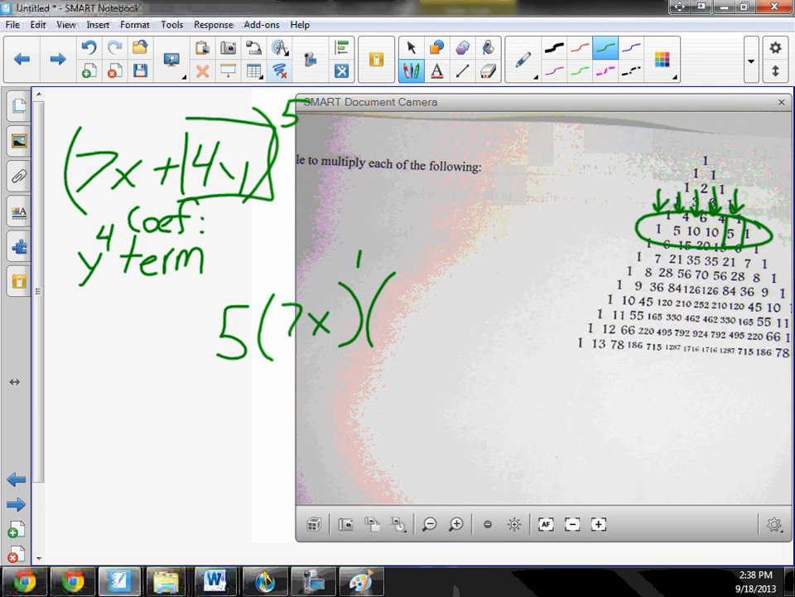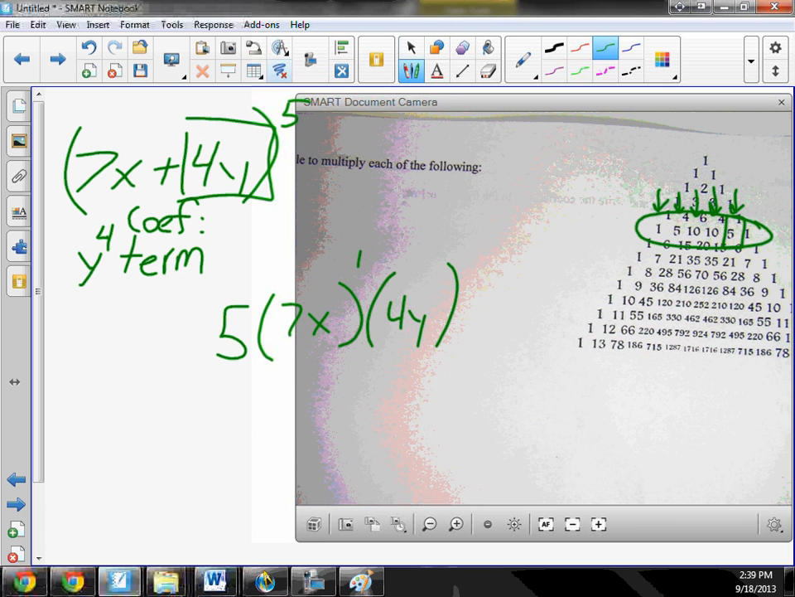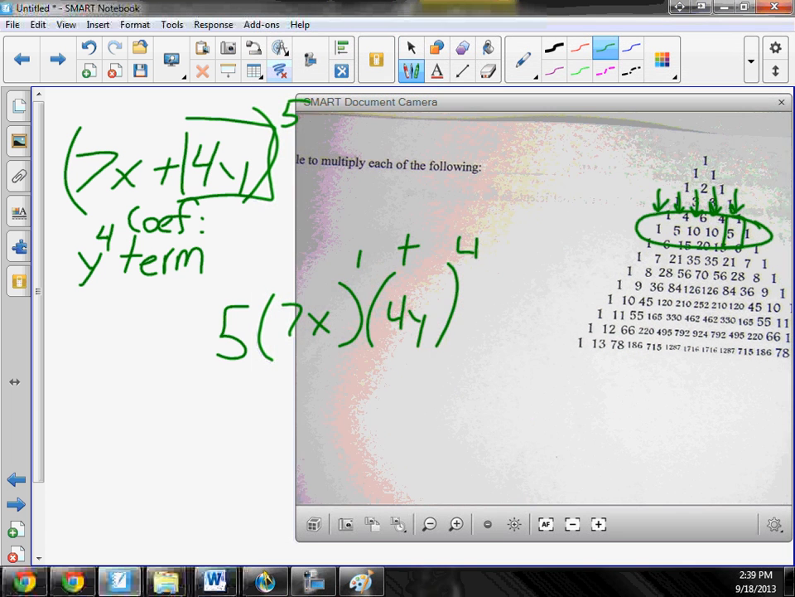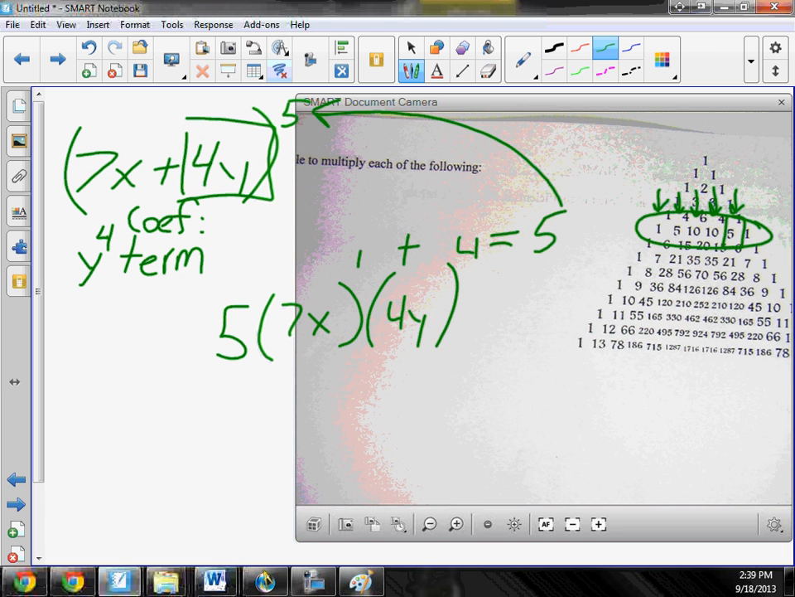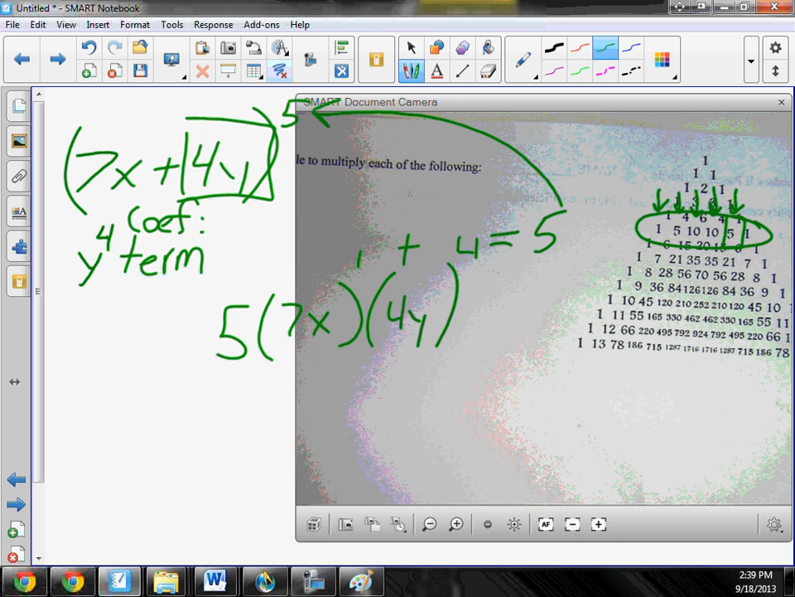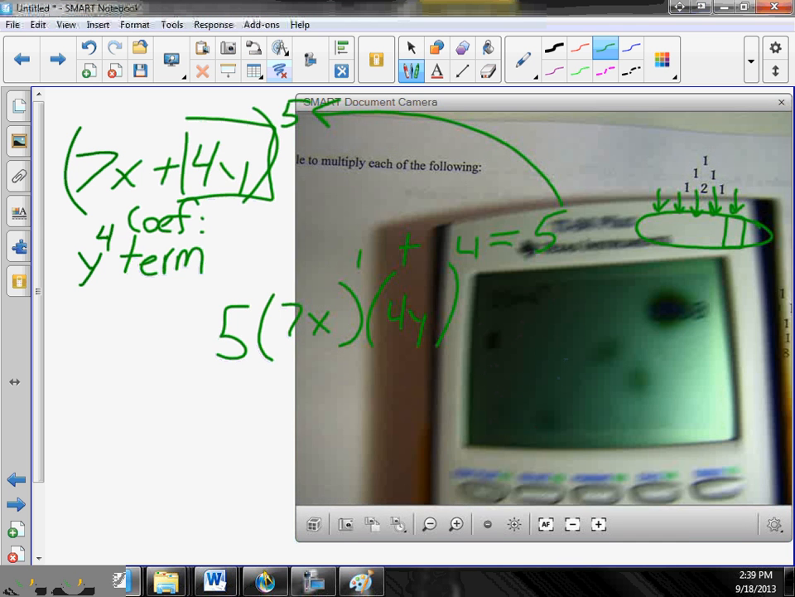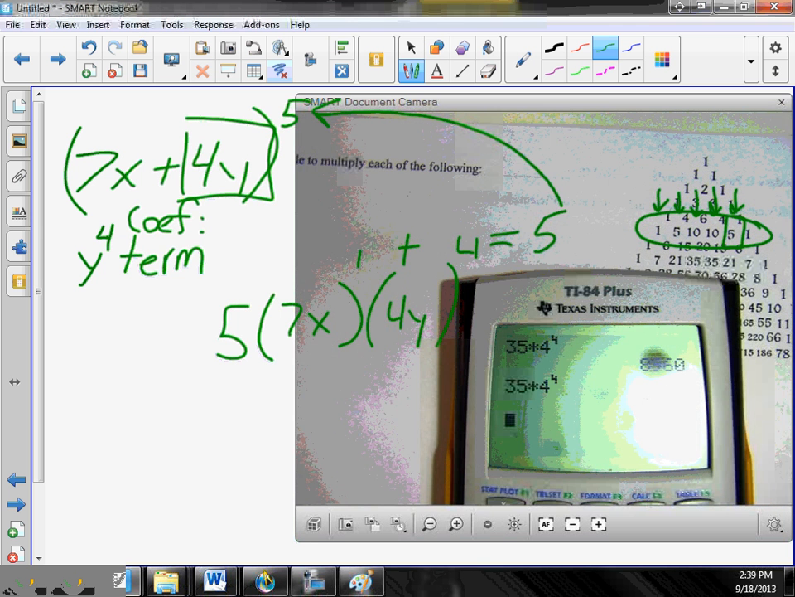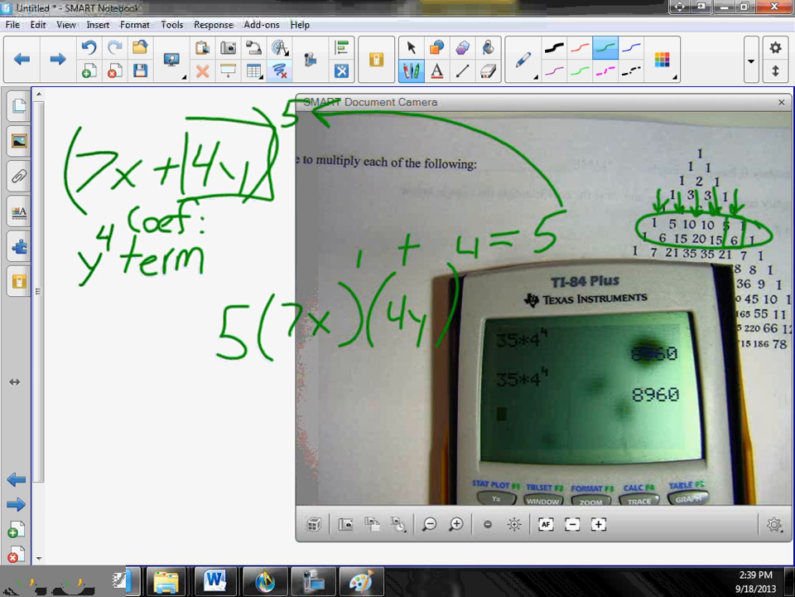How many 4y's are there in the second to the last term? 4. And these numbers should always add up to be the exponent. So if you know one, you automatically know the other. I didn't think of it till now. Okay, so my coefficient is 35 times 4 to the 4th. So the answer is going to be, if you could see that, 8960.